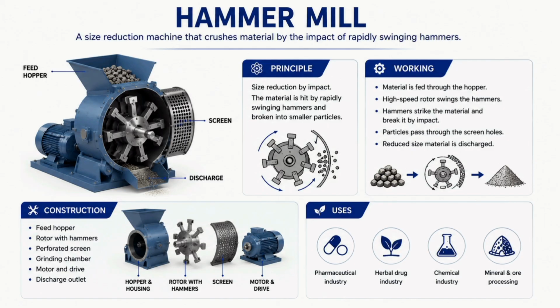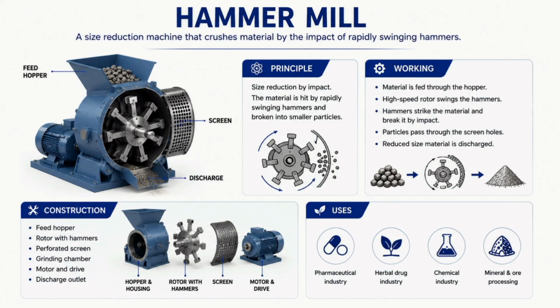Students, now let us understand the working of the hammer mill. The material is introduced through the hopper. The rotor starts rotating at very high speed. The swinging hammers strike the particles. Due to impact force, the particles break into smaller pieces. Observe, the reduced particles pass through the screen. Oversized particles remain inside until further grinding. Finally, the fine powder is collected through the outlet.